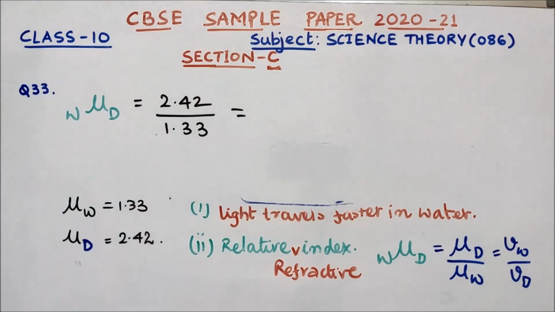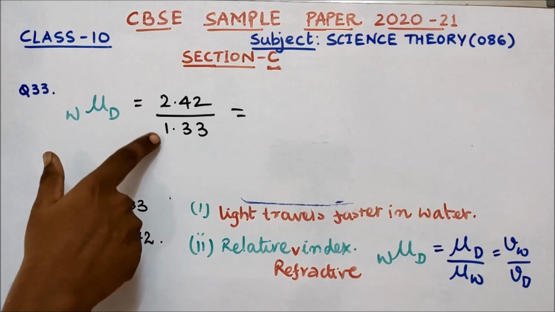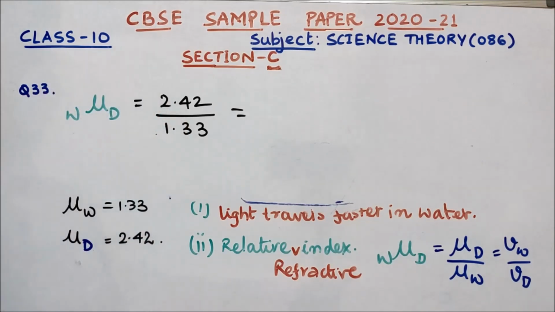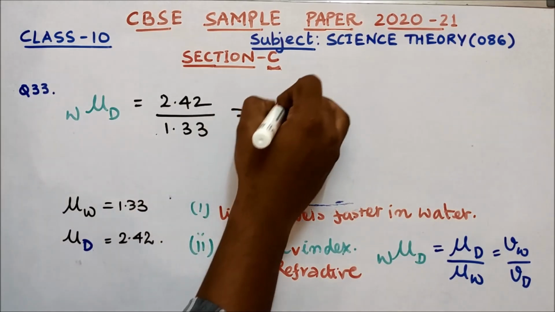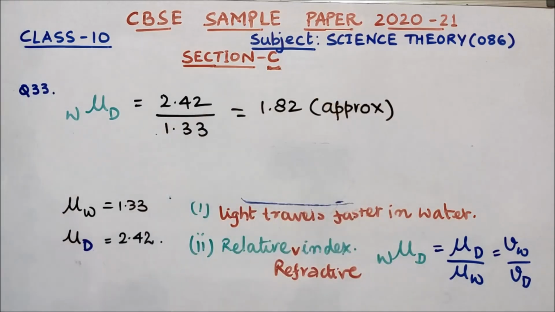1.33. So the answer is, if you cancel it, this is almost 1.3 and this is almost 2.4. So your answer will be around 1.9 or 1.8. If you calculate it, you'll get the answer as 1.82 approximately. So that is your answer.